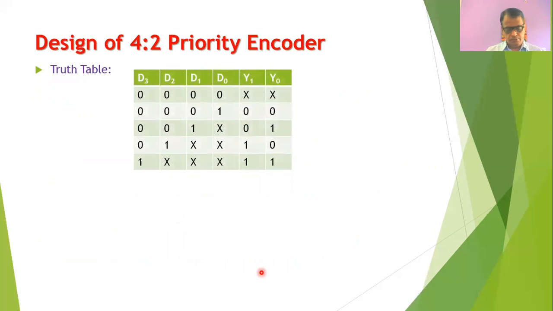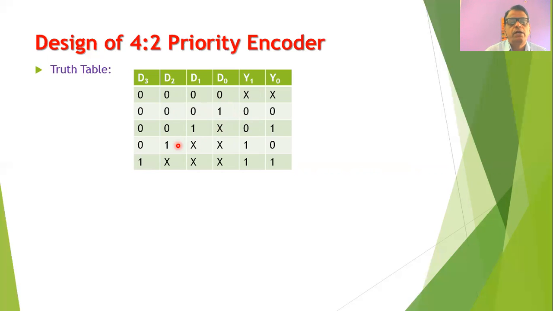Now we can easily construct the truth table for this priority encoder. So the inputs are D3, D2, D1 and D0. When all of them are 0, then we do not expect any output. So Y1 and Y0 can be indicated by the X symbol. When D0 is 1 and D3, D2, D1 are 0, then you can expect the output equal to 0, 0. When D1 is 1 and whatever may be the value of D0, then the output should be 0, 1.